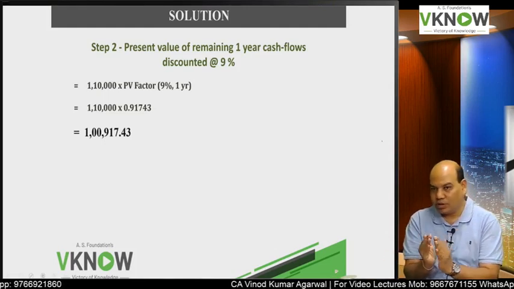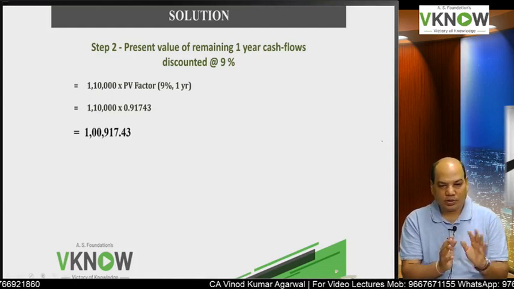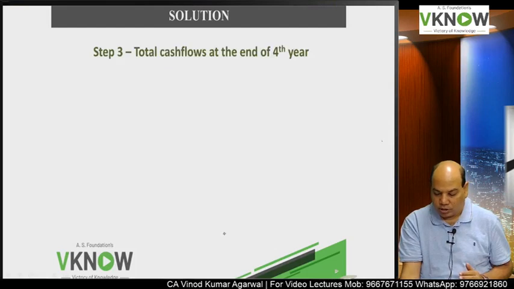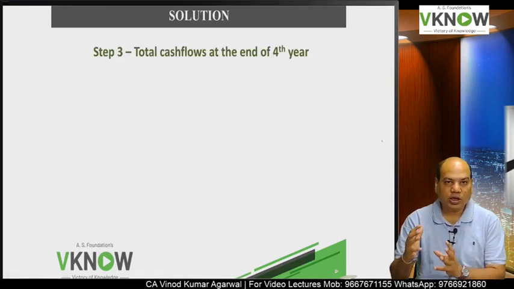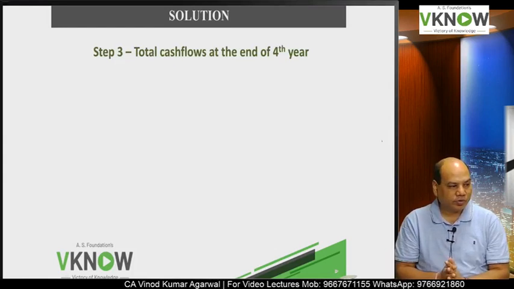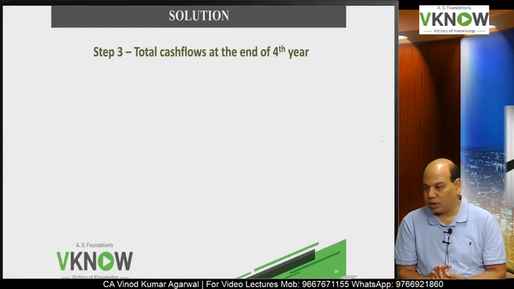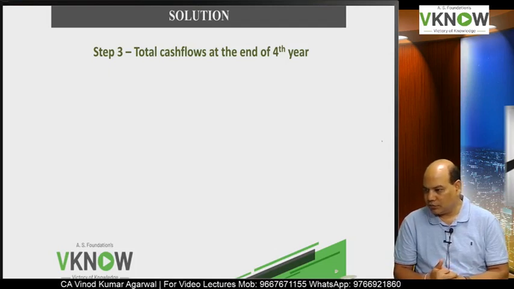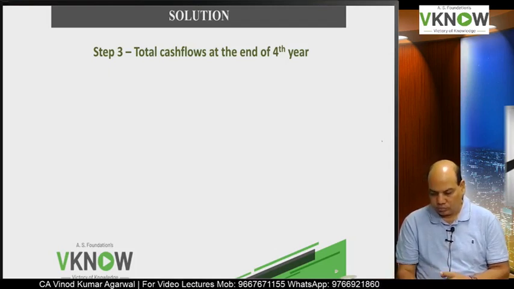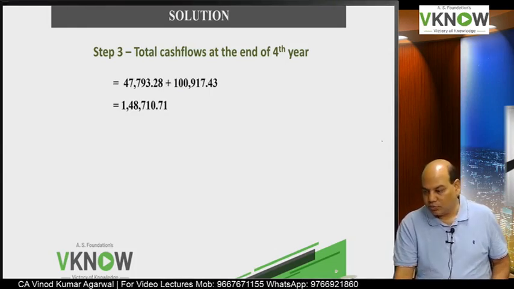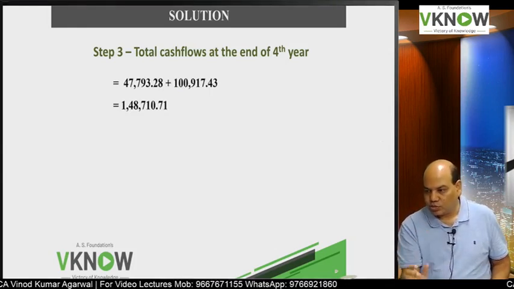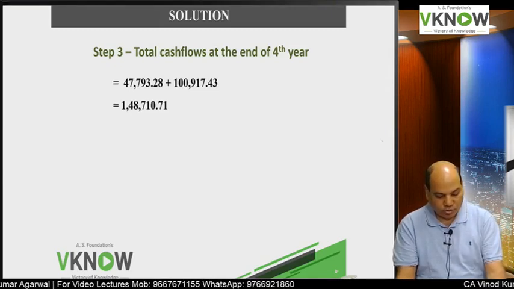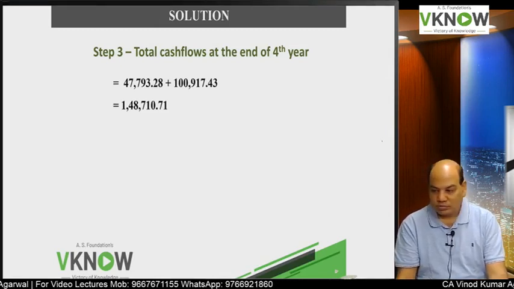So add these two numbers: the future value of coupon plus the present value of remaining cash flow. That will give you the total cash flow at the end of fourth year. So step 3, total cash flow at the end of fourth year. Total cash flow would be the sum of the previous two steps. Okay, check the calculation. Don't trust my calculation.